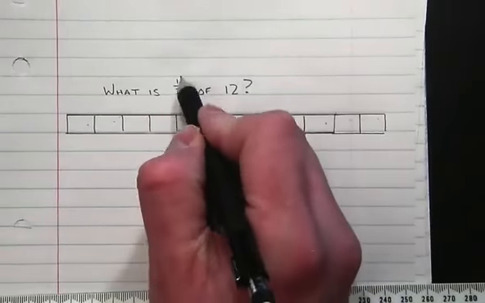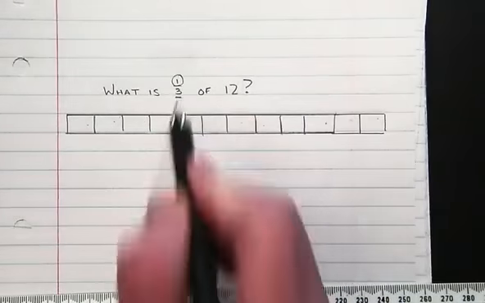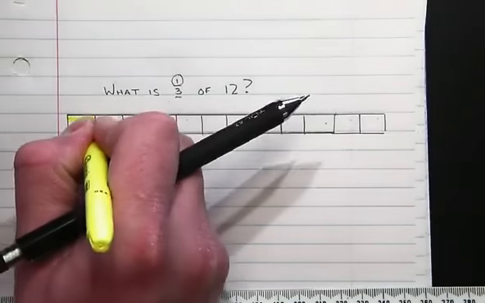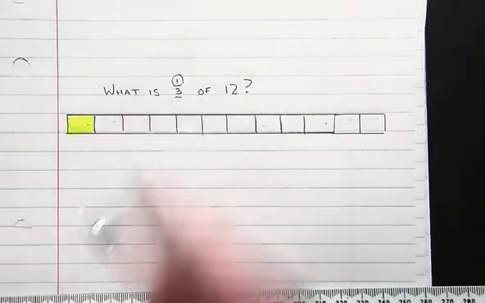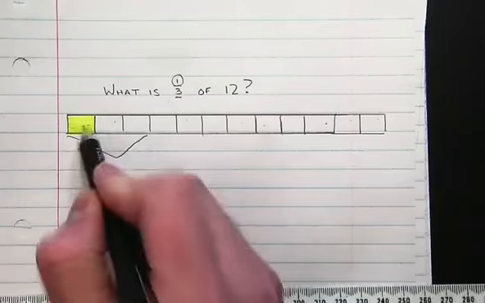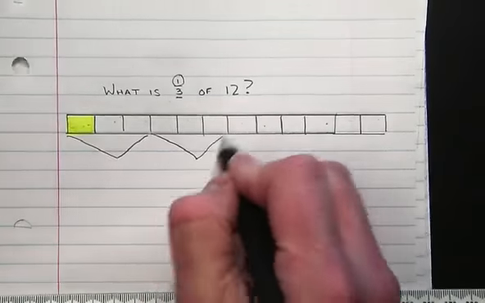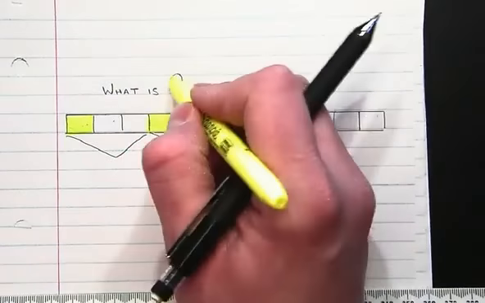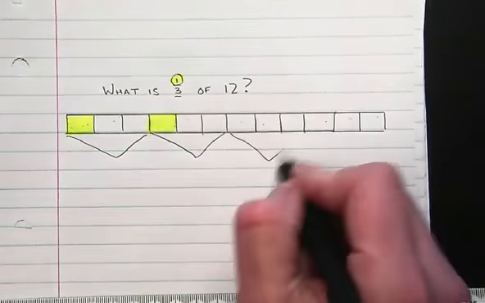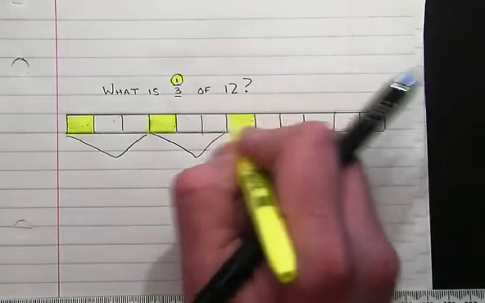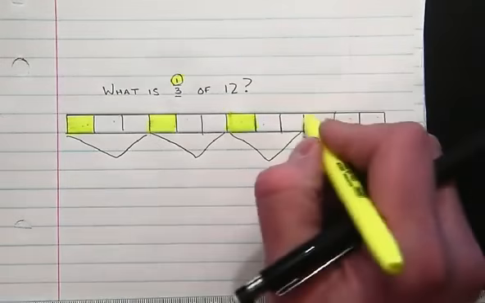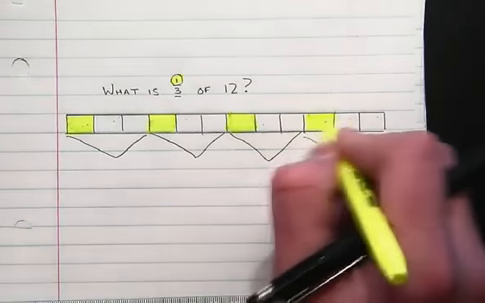And what this means is we want 1 out of every 3 pieces that we have. So what I'm going to do is take a highlighter and color in 1 out of 3. Here's a group of 3, and I have 1. Here's another group of 3. I'm going to color in 1 out of that group of 3 again. Another group of 3. Color in 1 out of 3 of them, and we end up with one last group of 3.